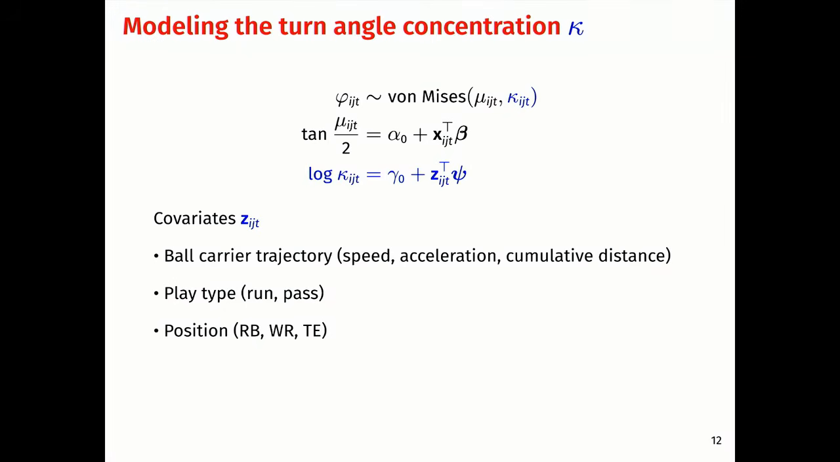On to the model for the concentration parameter kappa. Here we first account for different covariates that may have an impact on the turn angle variability. These are the frame level info about the ball carrier trajectory, such as the speed, the acceleration, and the cumulative distance covered, as well as the play type, so run or pass, and also the position of the ball carrier, so whether the ball carrier is a running back, a wide receiver, or a tight end.